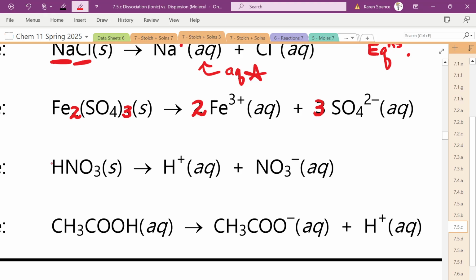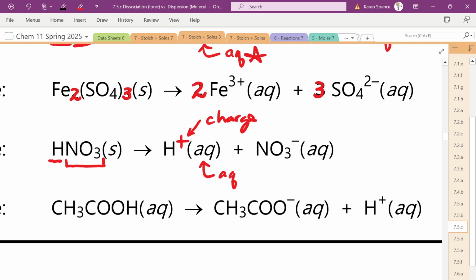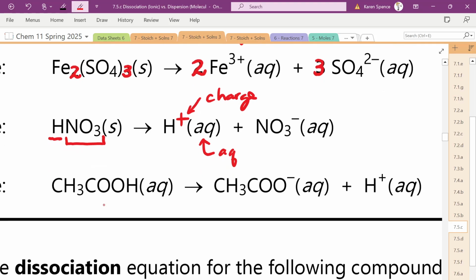Acids. You need to take apart the H from the rest of the compound. And don't forget, you need to have the charge and the aqueous. And if you have an acid that is the COOH type, remember it is that last hydrogen that is the one that comes off.